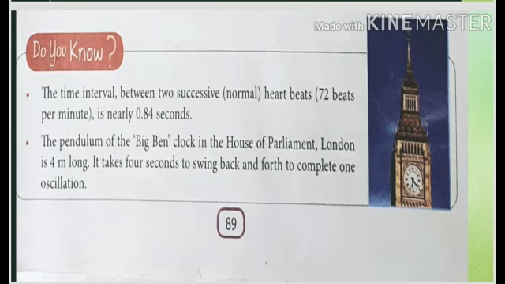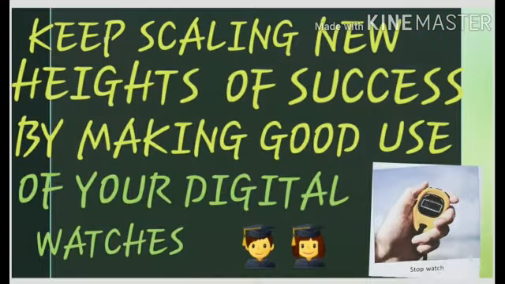Second is about the Big Ben clock present in the front of Parliament House of London. This Big Ben clock has a pendulum that is 4 meters long, and it takes 4 seconds to swing back and forth to complete one oscillation. This is all about today's topic, dear students.